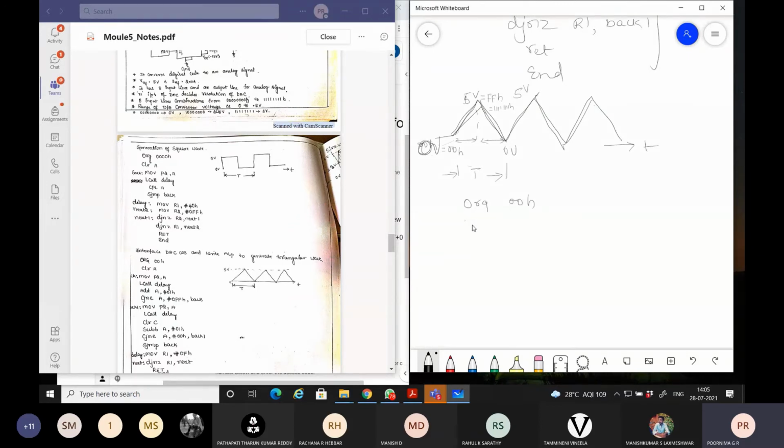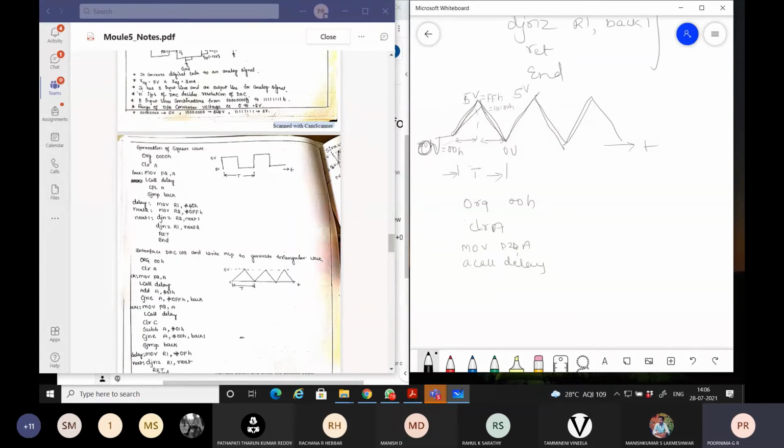Okay, next clear A. Why clear A? Because it has to start with 0 volts. Then after clearing A, move this value onto port 2. Since port 2 pins have been connected to the DAC, 0 has gone to this port 2. In turn, DAC will get enabled and it creates an analog output.